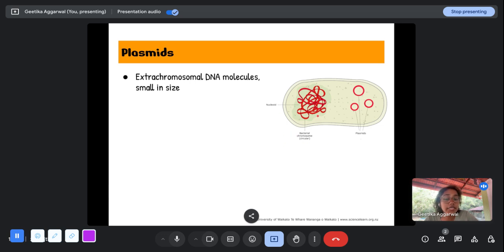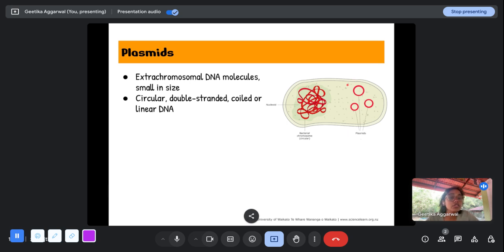The bacterial chromosomal DNA is here, but there are these extra DNA molecules which are called plasmids. That's why they're extra chromosomal DNA molecules, and they're pretty small in size compared to the chromosomal DNA. They are circular and double stranded. They can either be coiled or linear.